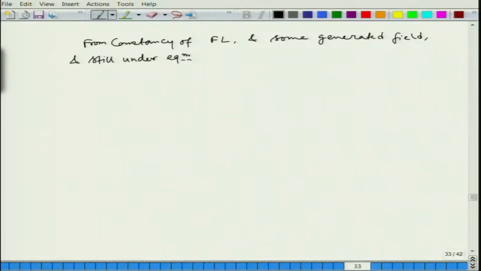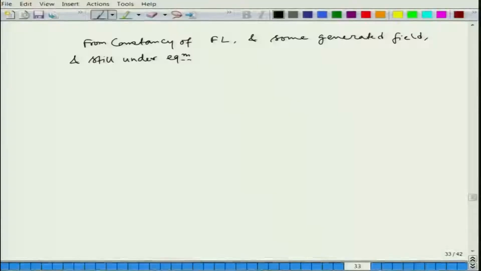If there is no field, the drift motion will be 0, and if drift motion is 0, then you know that the diffusion motion will also be 0 under equilibrium. But here at equilibrium you have some field and the equilibrium is also maintained. So, the two currents have to cancel each other. So, in this case what we have is that due to the generated field we have this band bending.